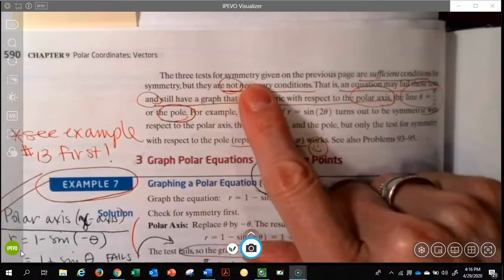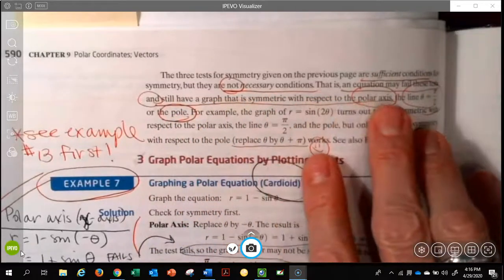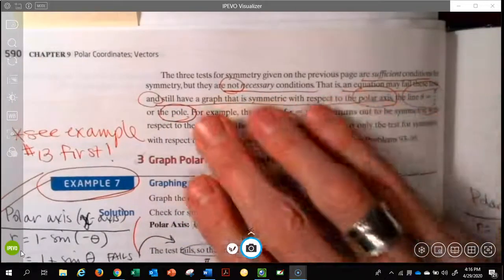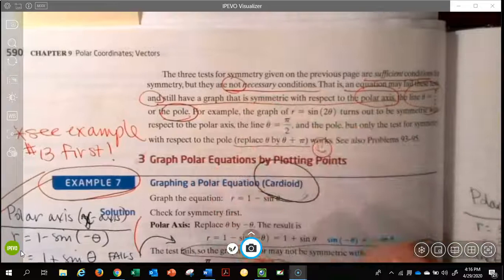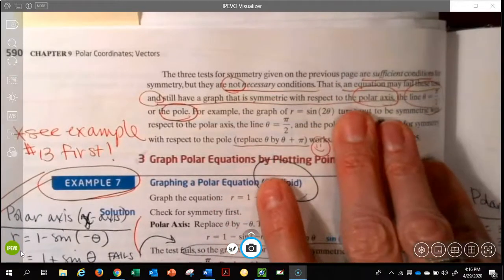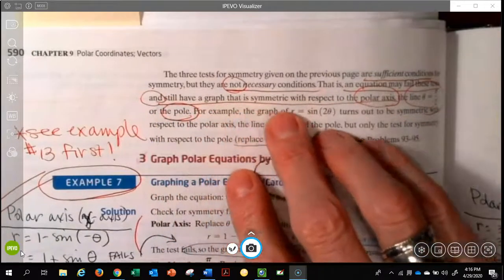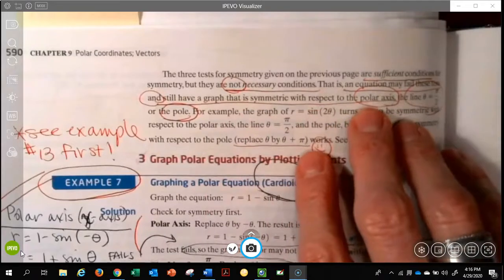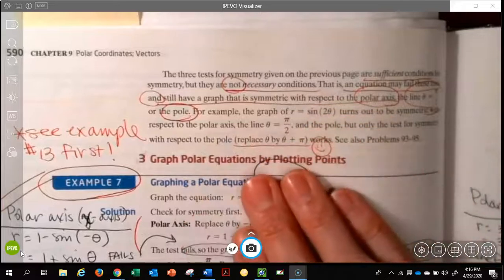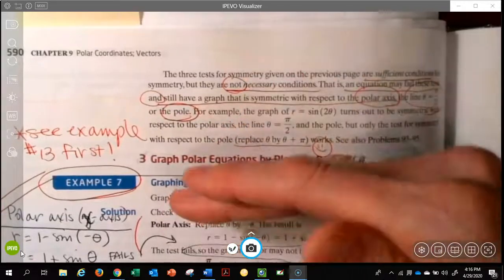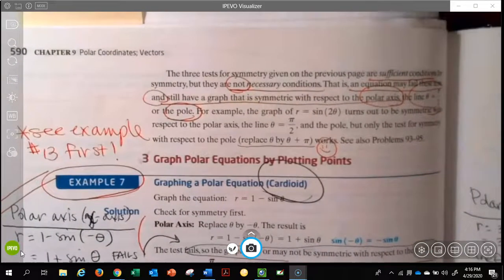And so the 3, this is a really important statement, and you're going to hear it in his videos. The 3 tests for symmetry given on the previous page are sufficient for symmetry, but they're not necessary. Keep that in mind, ponder it, think on it, make it make sense in your brain. In other words, an equation could fail these tests and still have a graph that is symmetric with respect to either the polar axis, the line theta equal pi/2, or the pole. It gives us an example and it shares that with us. And when you're listening to his videos, hear what he's saying about sufficient and not necessary.